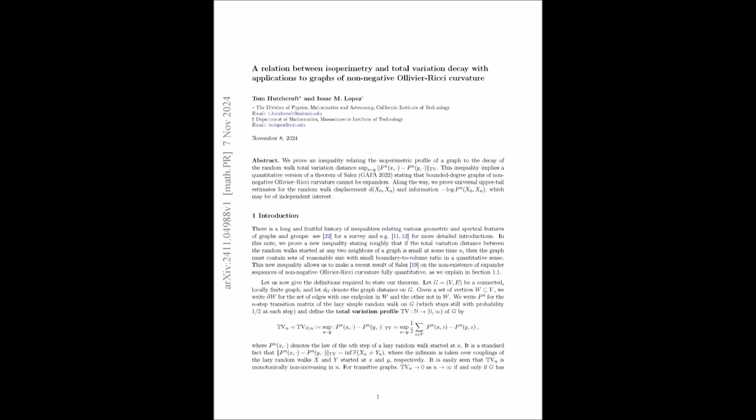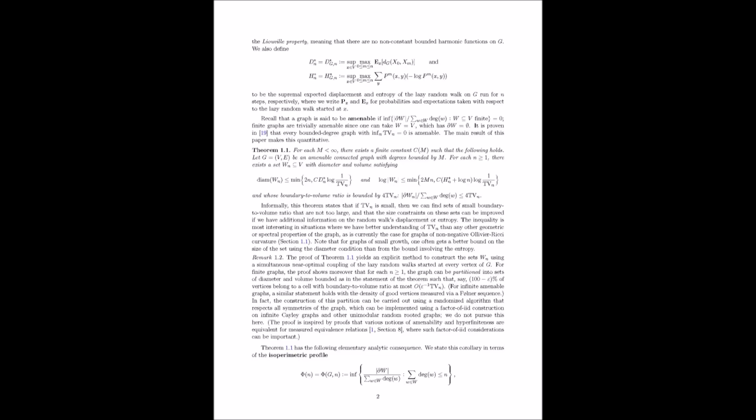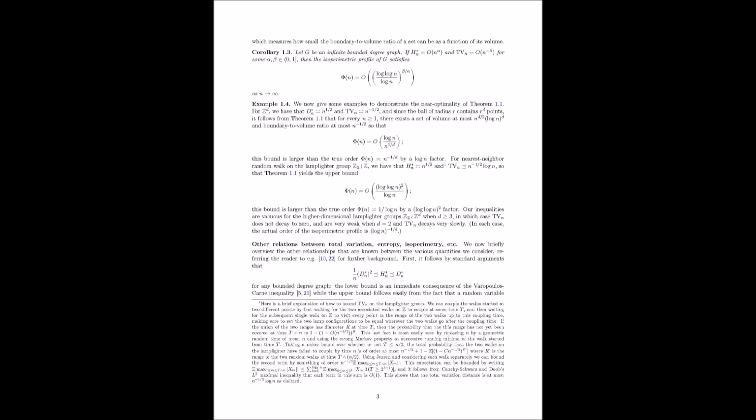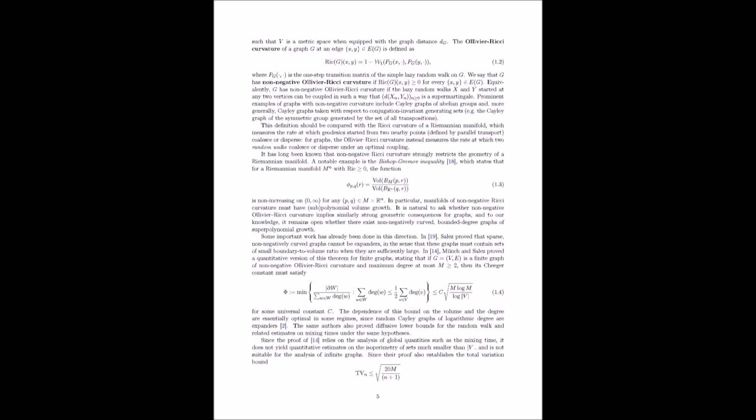Now, total variation decay, on the other hand, relates to the behavior of a random walk on a graph. It measures how quickly the probability distribution of the random walk's position spreads out over time. The faster the decay, the more rapidly the random walk explores the graph. So in a way, the isoperimetric profile is about the static shape of the graph, while total variation decay is about the dynamic movement on that graph. That's a great way to put it.